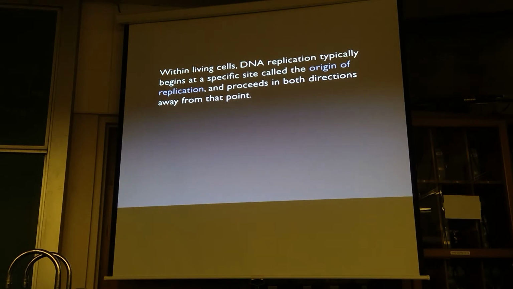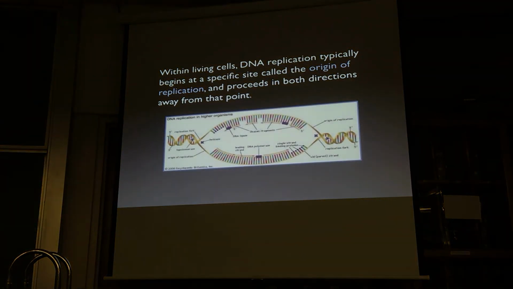Now, within living cells, typically DNA, again, we're talking about the most common form of DNA replication, it starts at a point that's called the origin. And if you were looking at a prokaryotic cell where you have a covalently closed loop of DNA, there's typically only one. So there's one spot where DNA replication occurs. That's called the origin of replication. And from that point, replication is going to proceed in both directions around the loop.